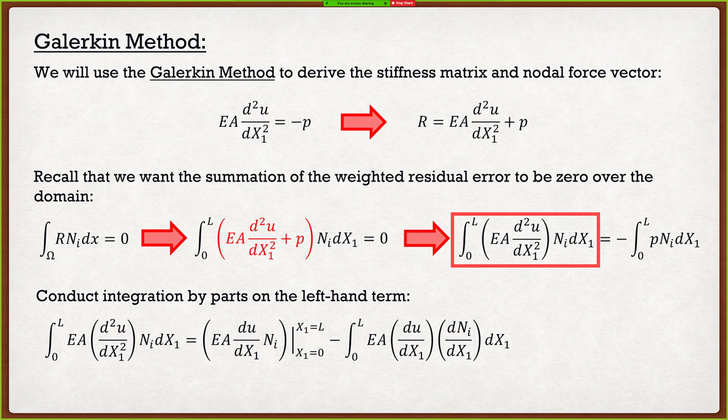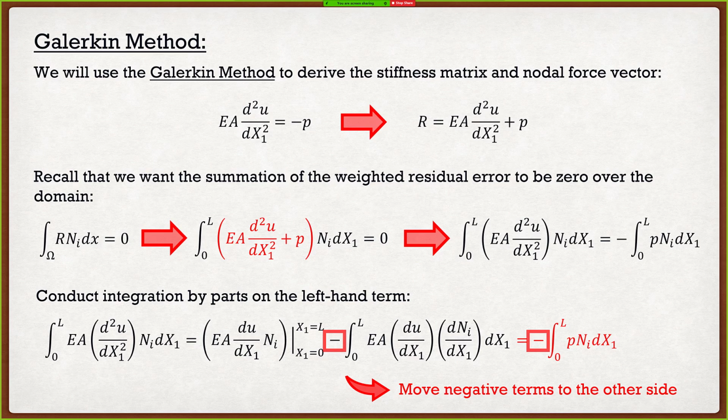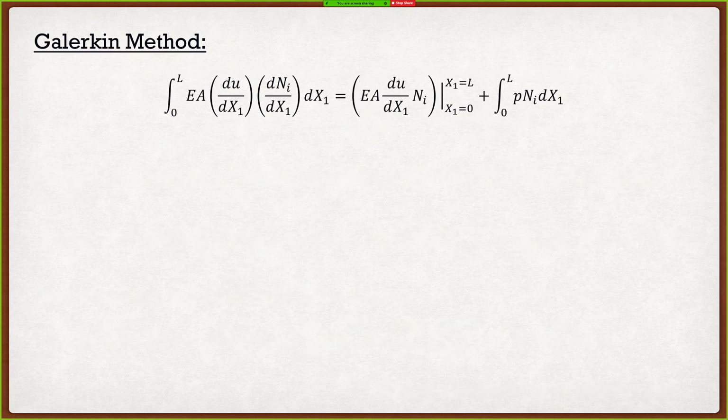And then if I remember above, all this must be equal to negative integral over the length of the beam of p times ni times dx1. So this is really the equation that we are going to play with. Now, before that, I have two negative terms, and I'm not the biggest fan of negative terms. I'm going to move each one over to the other side to make them positive. From that, I am left with this equation right here. And this is where all the fun begins.